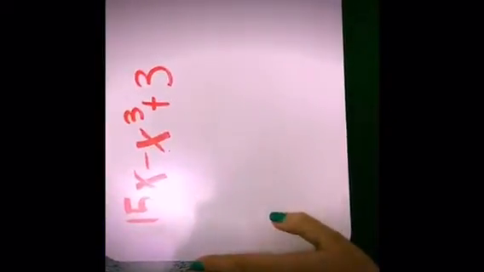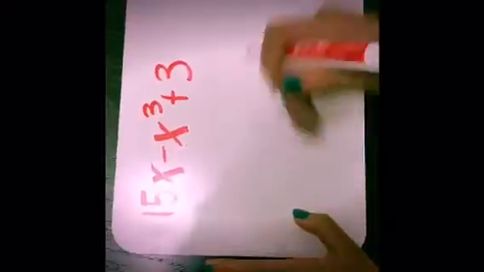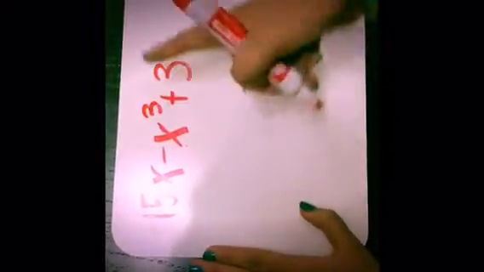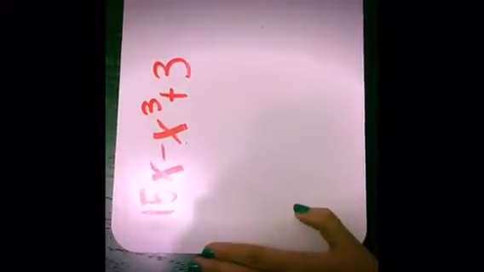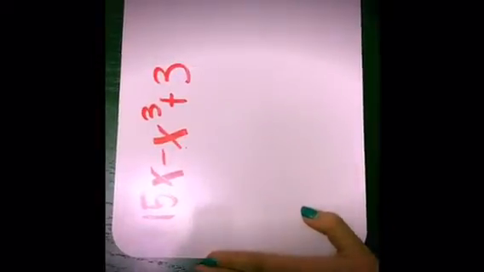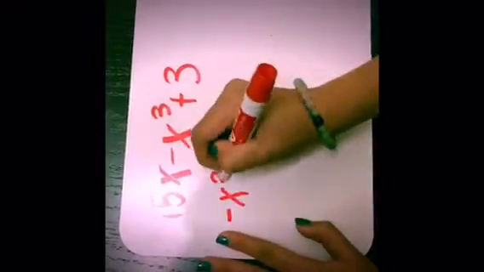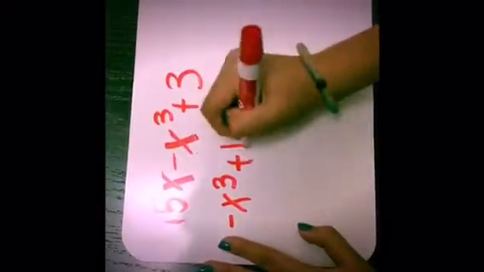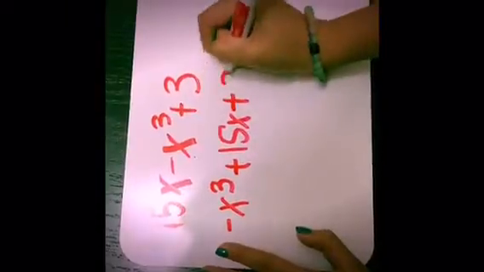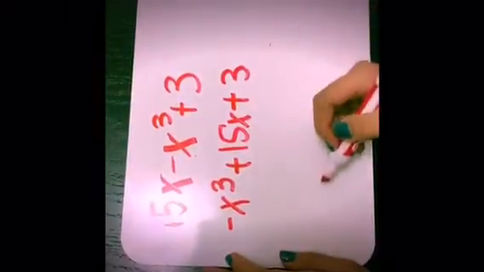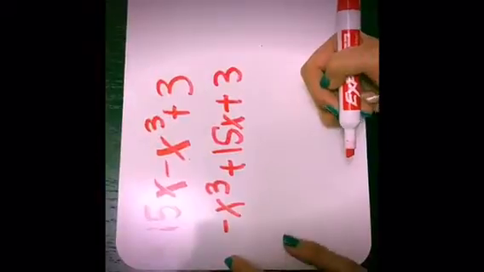Using this polynomial, 15x minus x cubed plus 3, I have to write the polynomial in standard form. Standard form means ordering the terms by exponents, which is -x cubed plus 15x plus 3. That's standard form. Then I have to identify the degree.